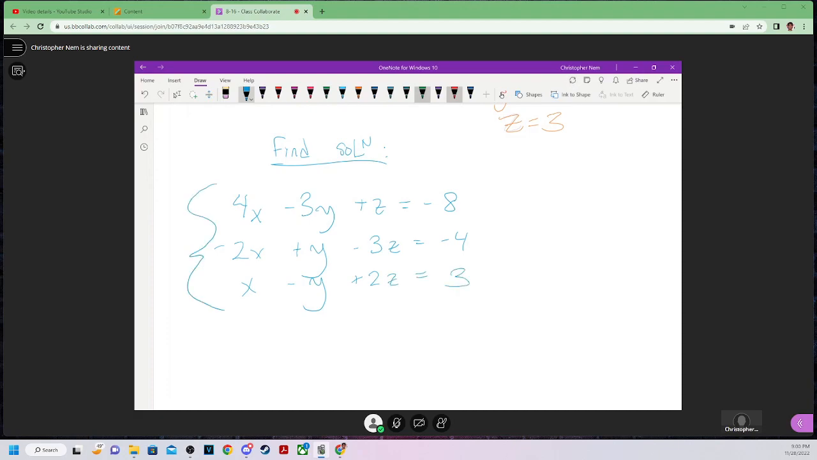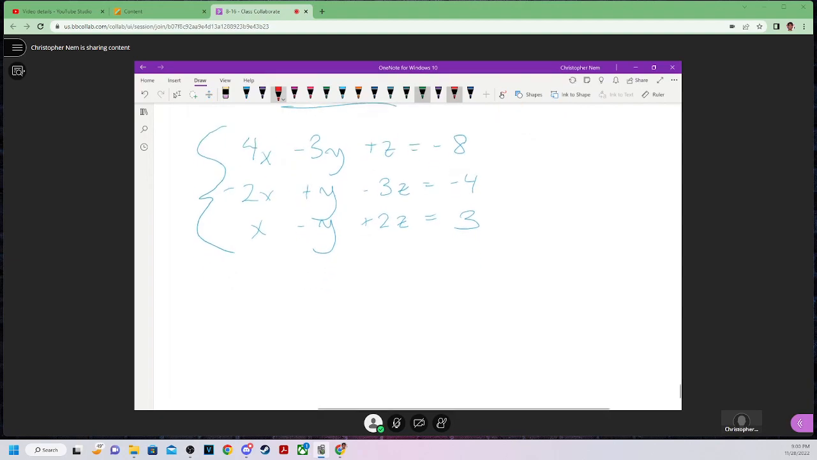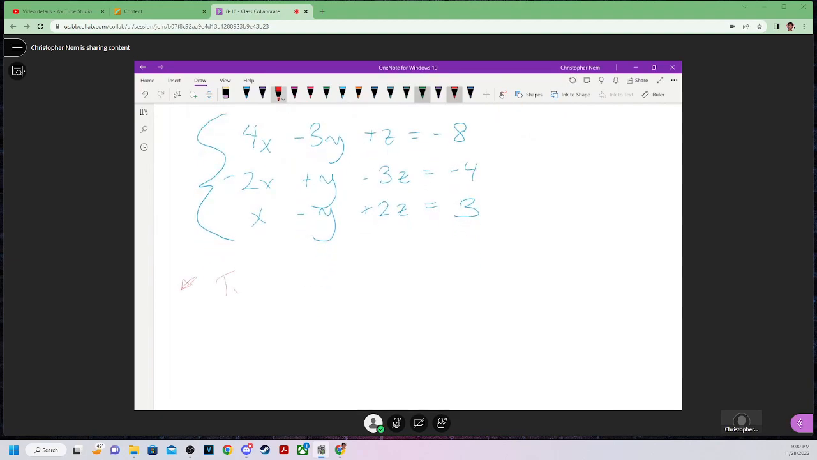This system right here. So now that we've worked with matrices, I'm going to expect you guys to do this problem while turning this into a matrix. So the first task is turn it into a matrix. I'll give you guys a few seconds. Go ahead and try that out. Come back in a few seconds.